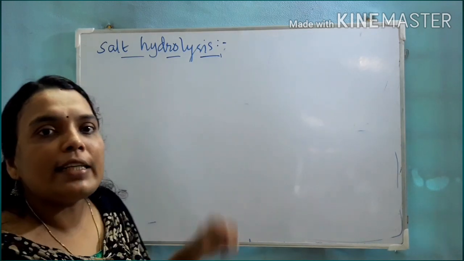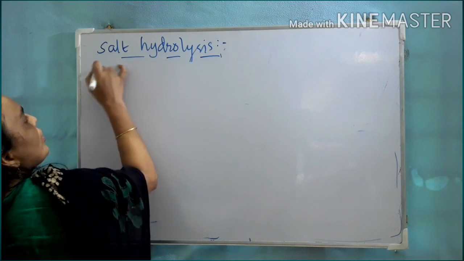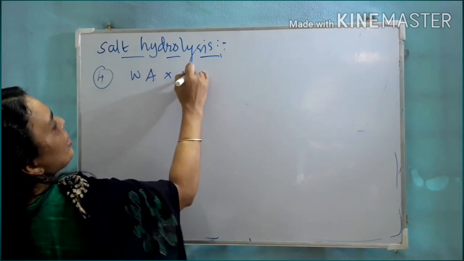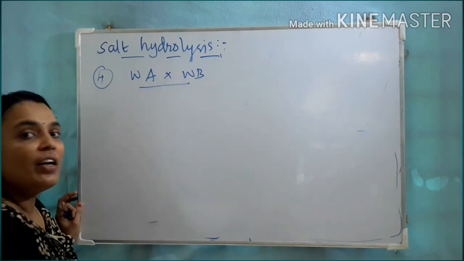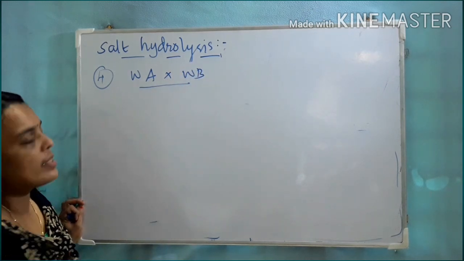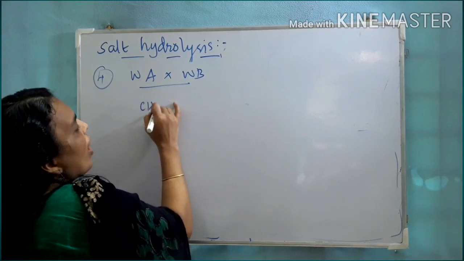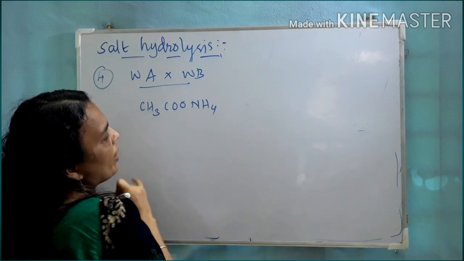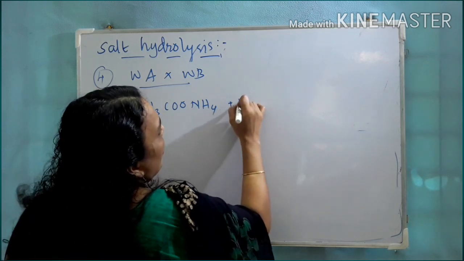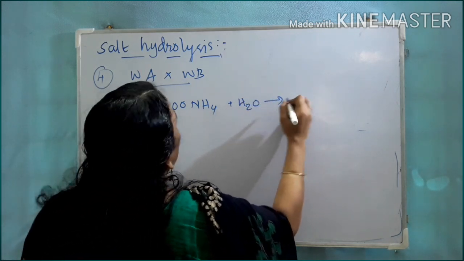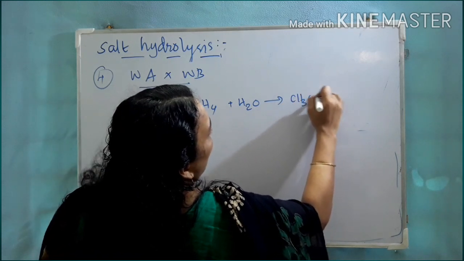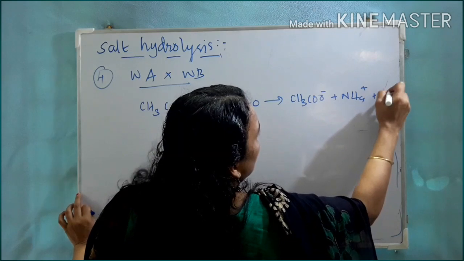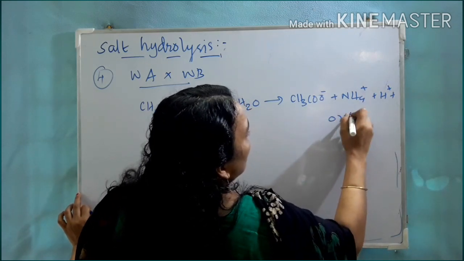Okay. Now let us see the last type of salt, that is the fourth type of salt. A salt is formed with a weak acid and weak base. Let us consider an example of ammonium acetate. Ammonium acetate can undergo hydrolysis to form CH3COO minus plus NH4 plus, with H plus and OH minus.